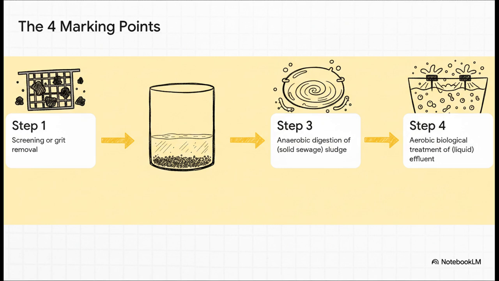So you've got screening first, to get the big stuff out. Then sedimentation, where the solids sink. Third, you've got anaerobic digestion for that solid sludge. And finally, number 4, aerobic treatment for the liquid that's left over. You see, every single step counts.